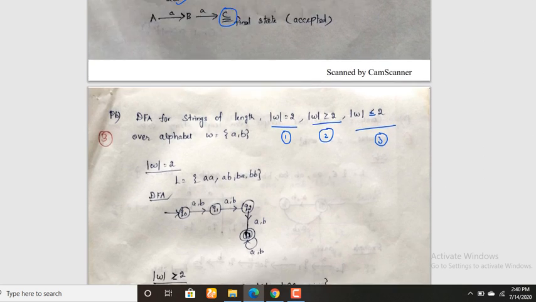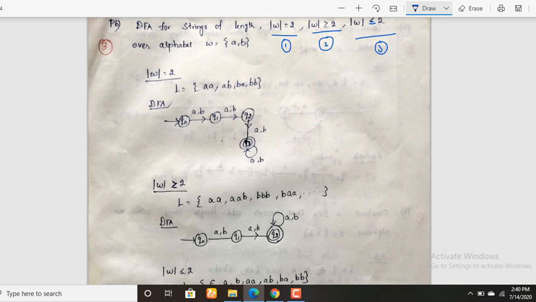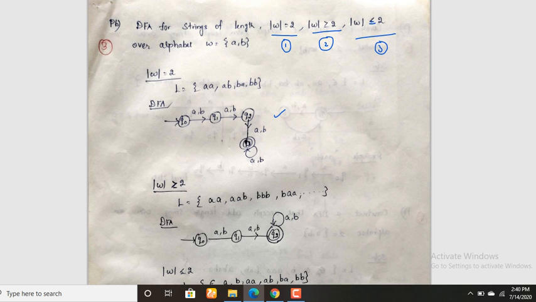Okay, so come to the point: length of string equal to 2. This is the same problem. Length of string equal to 2 means only 4 possible cases are there: AA, AB, BA, BB. If strings longer than length 2 come in, they will definitely be trapped here. Okay, this is the optional one; you may include it or may not include it.